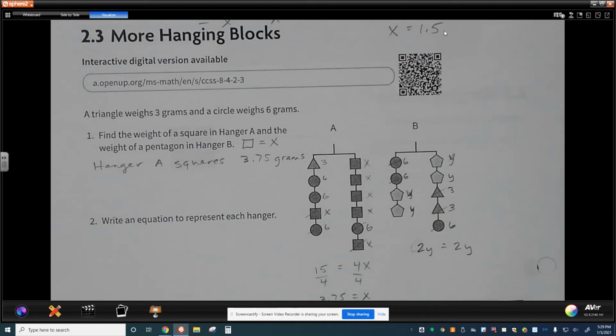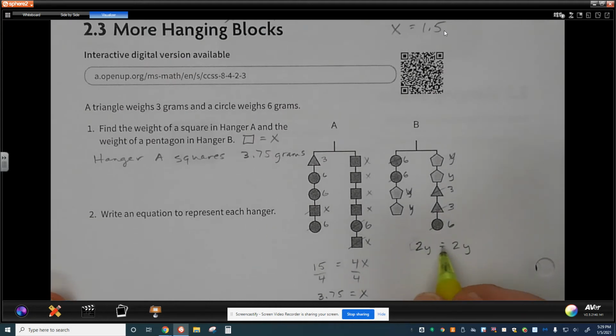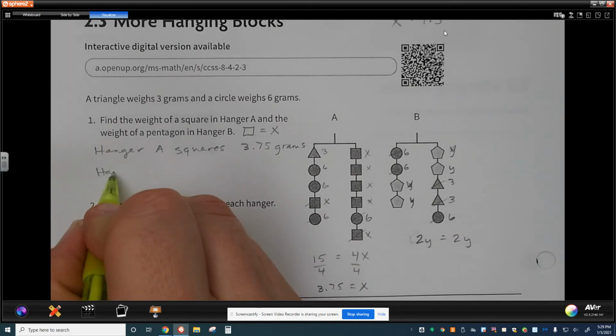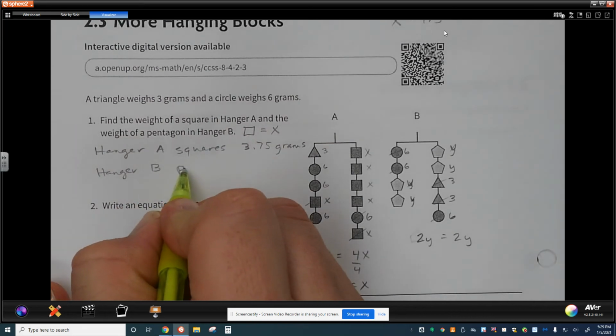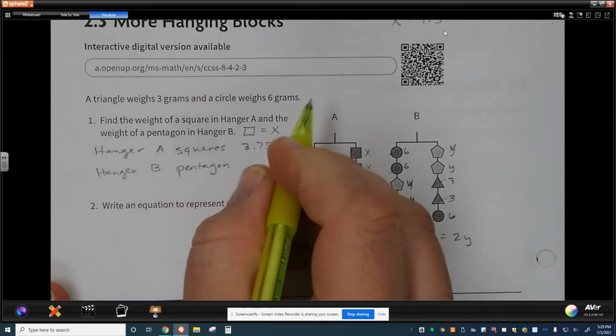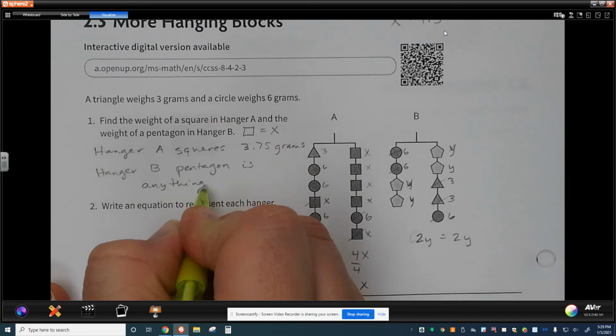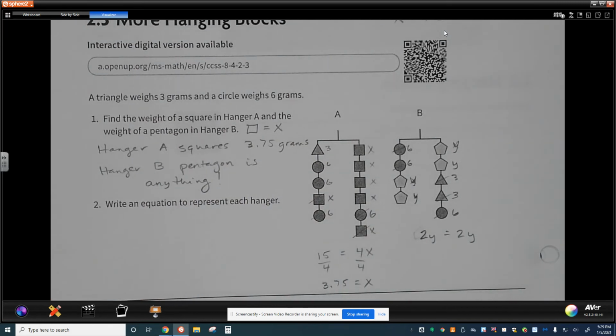So what's the weight of a pentagon in hanger B? Well, I know that the pentagon weighs as much as the pentagon. So what is the actual weight? It's kind of an unknown value right there still. It could be anything, and it will always be equal to each side. So what we have with this one, the weight of a pentagon is all real values. Is really anything. It's kind of cool, right?